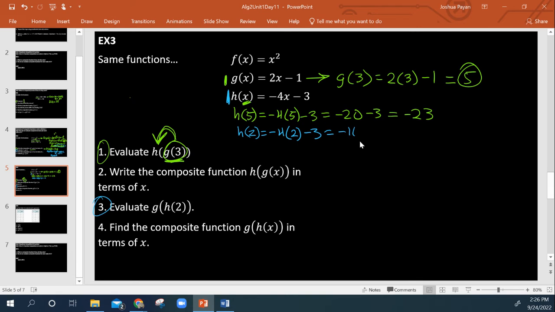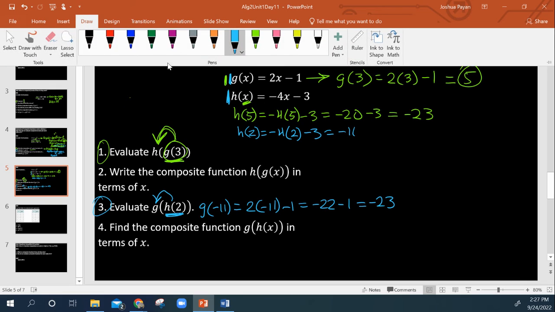So now I'm going to take what I got for h of 2 and throw that into g. So g of negative 11 now is going to be 2 times x, using negative 11 as x, minus 1, which is negative 22 minus 1, negative 23. A neat little coincidence there.